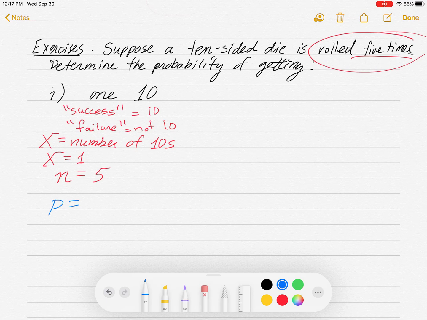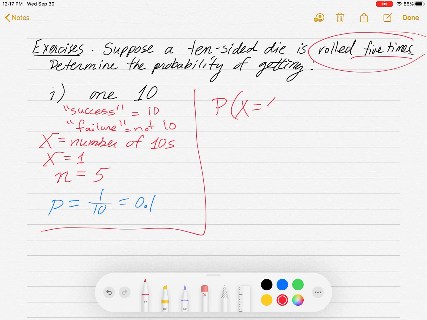And the probability of success on a single trial, when you roll your die one time. We're not told what it is, but we know you have 1 way to get a 10 out of 10 different numbers. So 1 in 10 is your chance of getting exactly 10 on a single roll, so that's 0.1 as a decimal. Now, we're interested in getting exactly one 10 on 5 rolls, so I'm looking for the probability that the number of 10s is equal to 1.